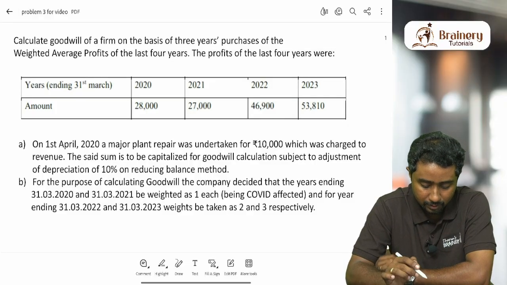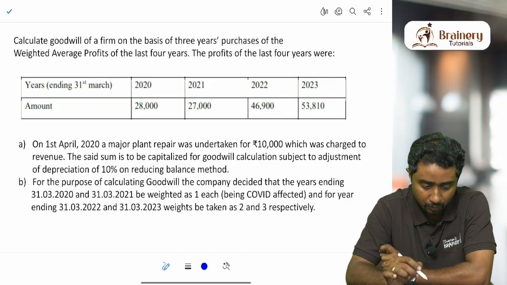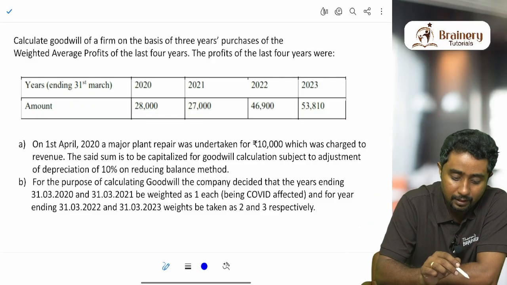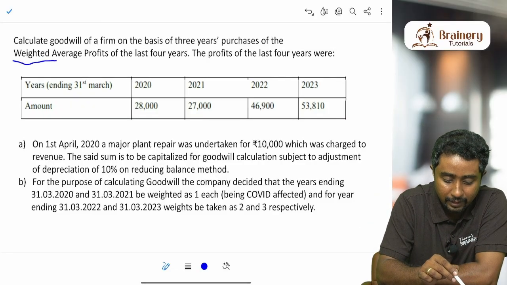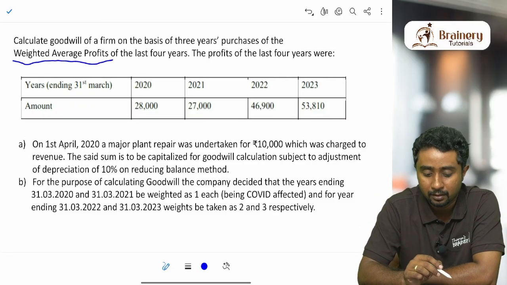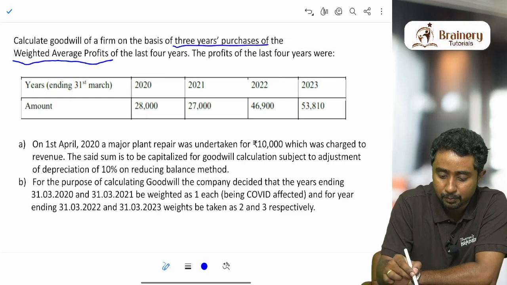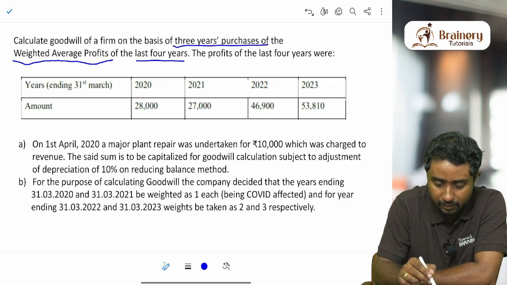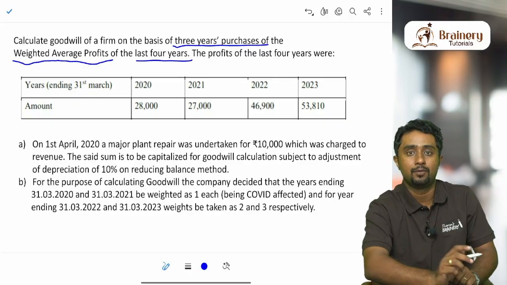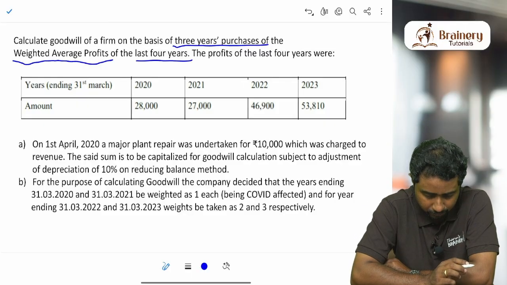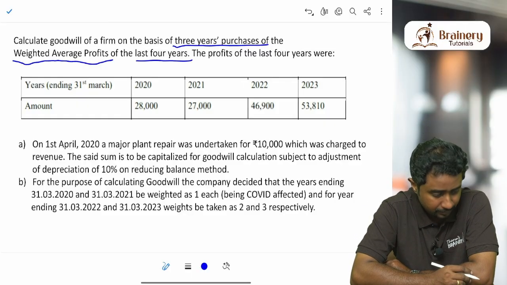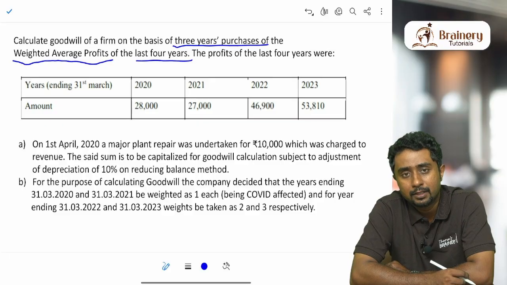So from this we can draw certain conclusions. One, we have to follow the weighted average profit method; second, it is 3 years purchase; third, the weighted average profit should be calculated for 4 years. All of you must be aware by now about the weighted average profit method.